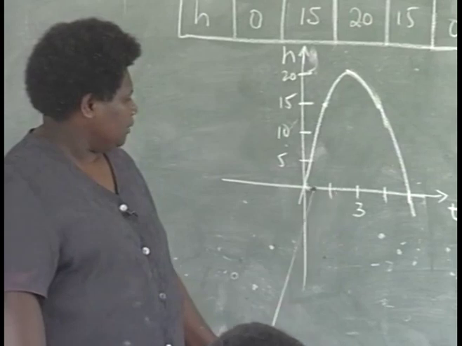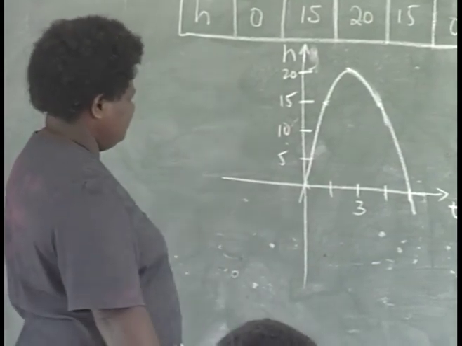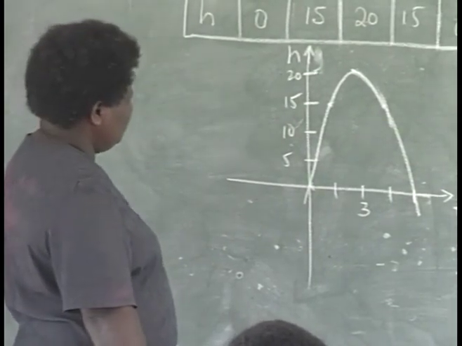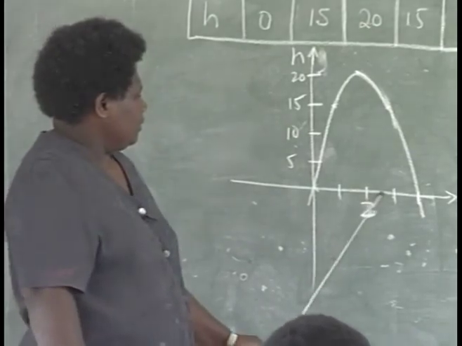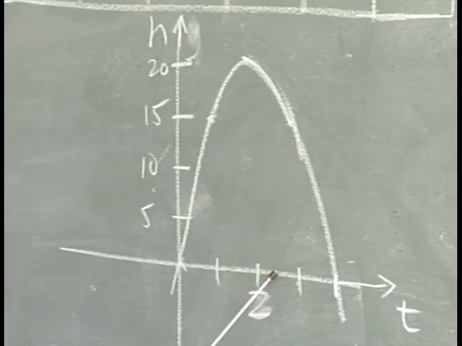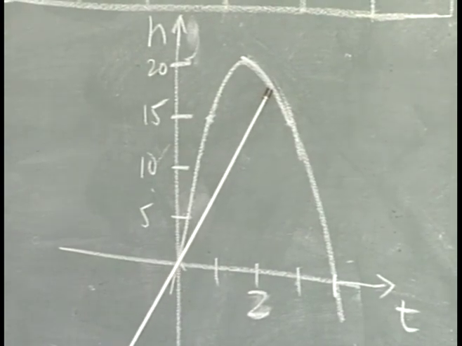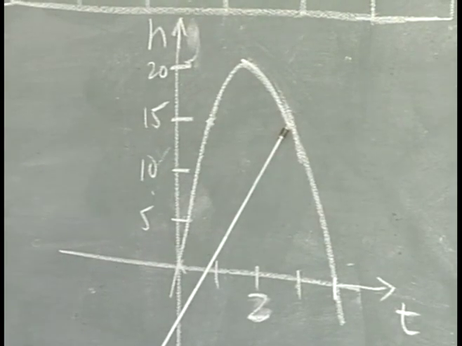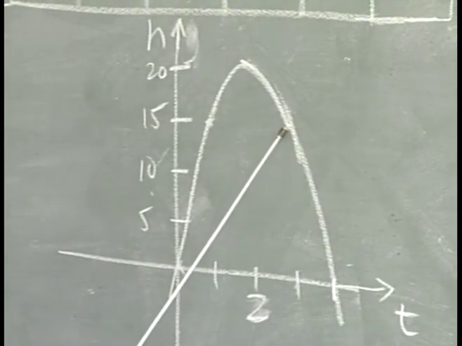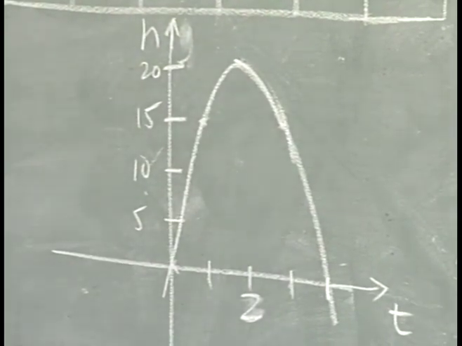Note on the graph, 2.5 will be between 2 and 3, so it should be above 15 because when t is 3, then the ball is on its way down and it's going to be 15 again, so it should be more. Right, so 18.8 is correct.